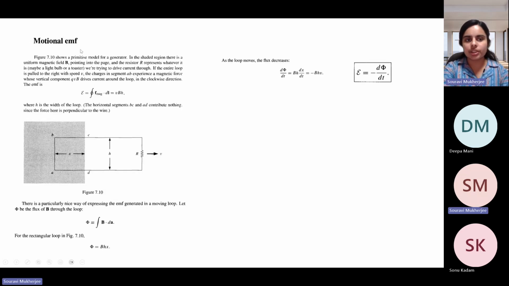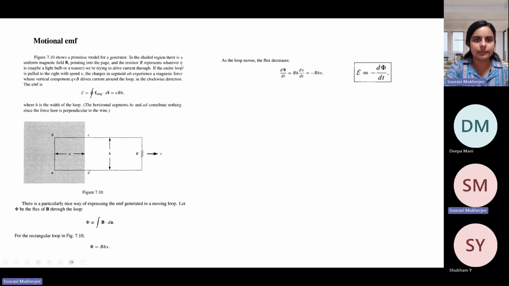Now, what is motional EMF? This is some concept which came up from the primitive model of generator, which talks about motional EMF. So suppose you have this loop, okay, and this is some resistor. Now you have some magnetic field in this region, and it's pointing into the page as written here. So what you now do is you pull this loop outside. Gradually the part of the loop that was inside this region decreases.